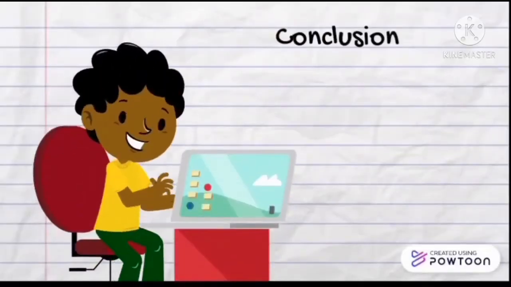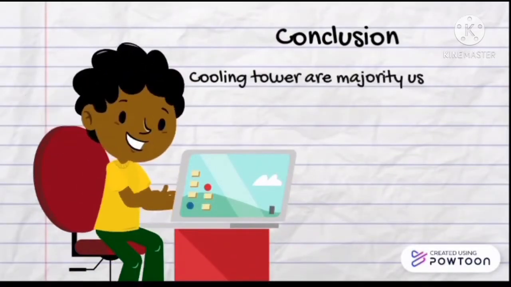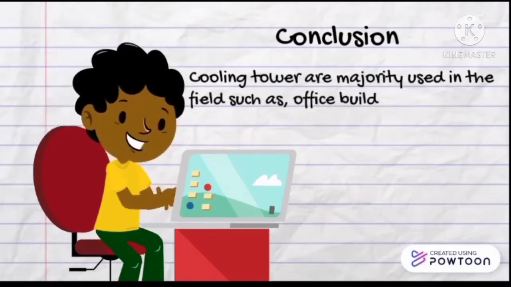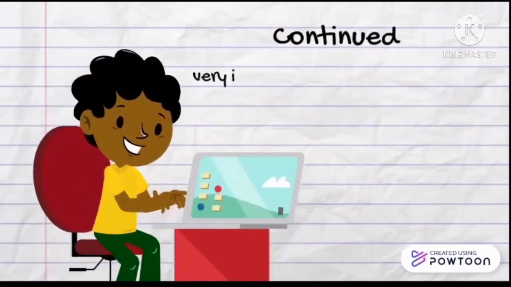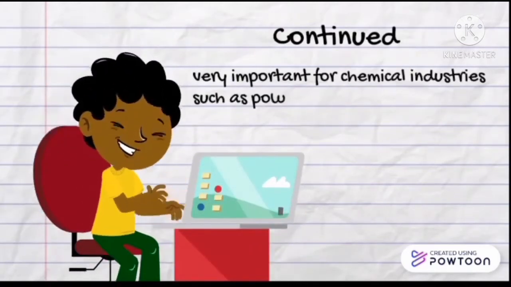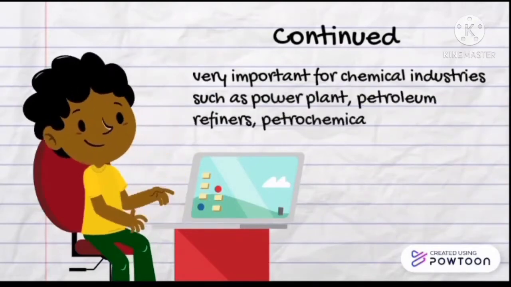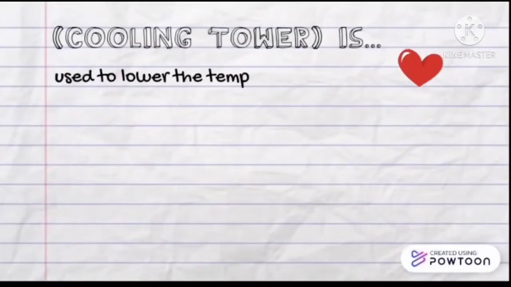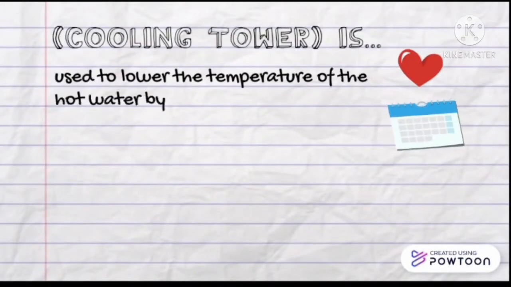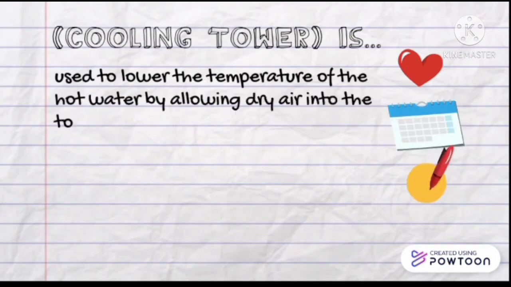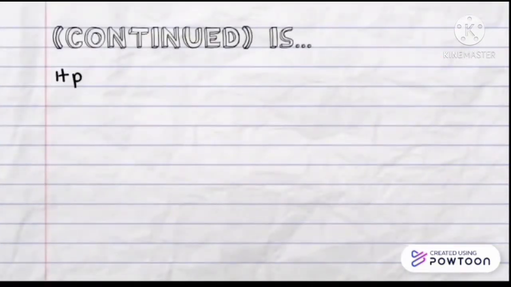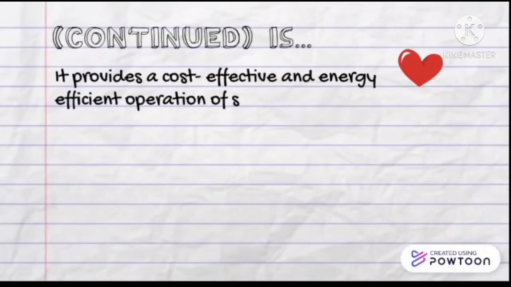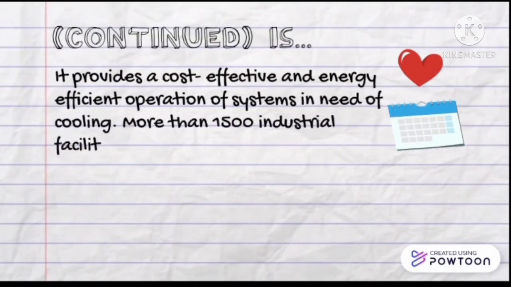In conclusion, cooling towers are mostly used in fields such as office buildings, schools, and hospitals. It is also very important for industries such as power plants, petroleum refineries, petrochemical plants, and others. A cooling tower is used to lower the temperature of hot water by allowing dry air into the tower. It provides a cost-effective and energy-efficient operation of systems in need of cooling. More than 500 industrial facilities use large quantities of water to cool their plants.